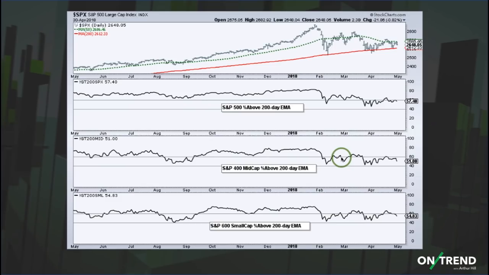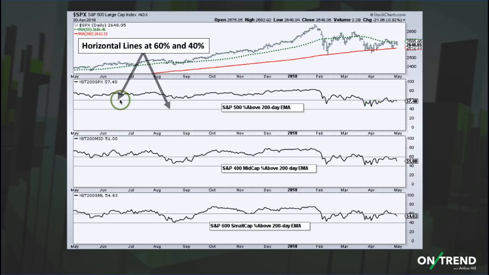So I've got this chart here, and you can see I've got the S&P 500, S&P Midcap 400 and S&P Small Cap 600. And you can see the S&P 500 percent above the 200-day EMA was above 60% for most of 2017. And it got below 60% for the first time in February, but it hasn't gotten below 40%.